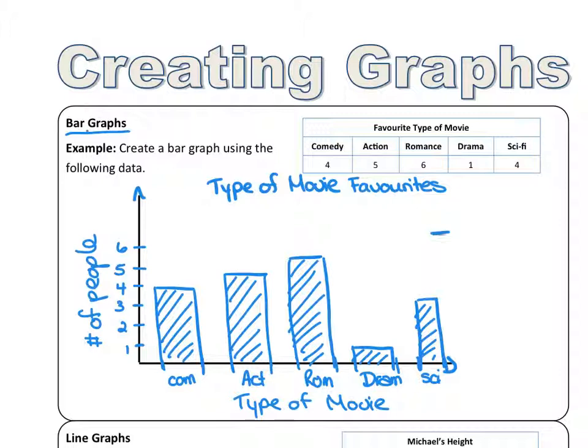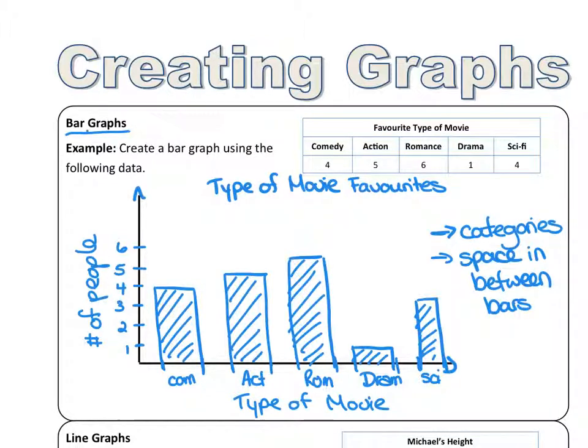But this one, the main thing for a bar graph is that you have categories. So that's usually when you'll use it. And make sure there's a space in between the bars. You may also see bar graphs that go like this, which is horizontal bars, which is fine. They do them that way as well.